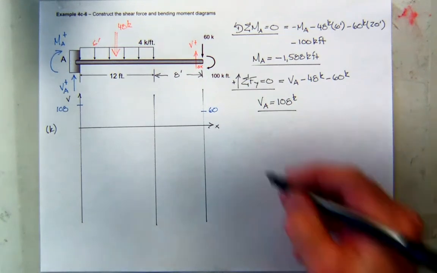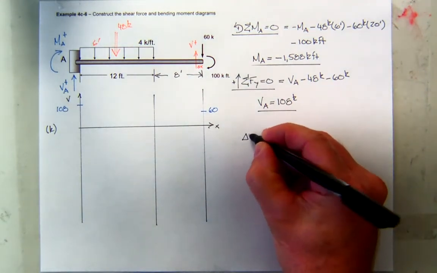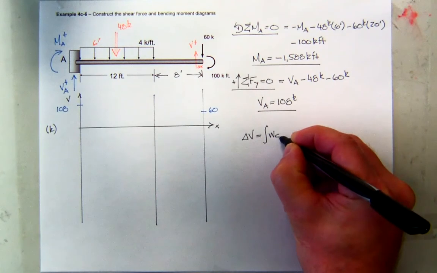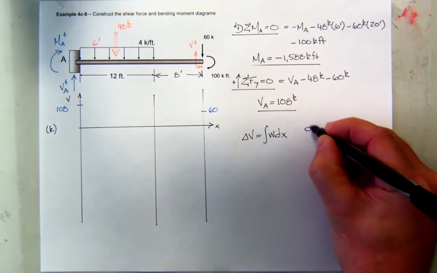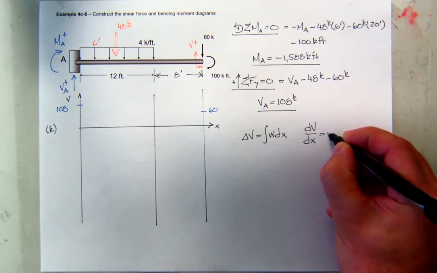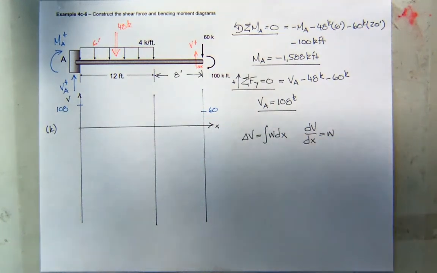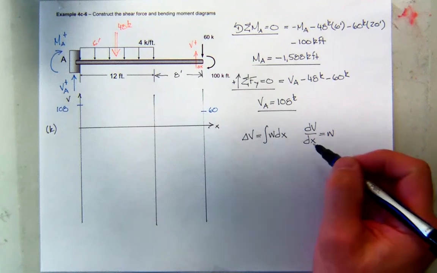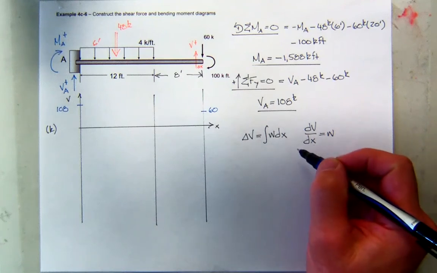In between, I can use my relationships again that the change in shear is the area under the load curve, and that the slope of the shear diagram is equal to the load.